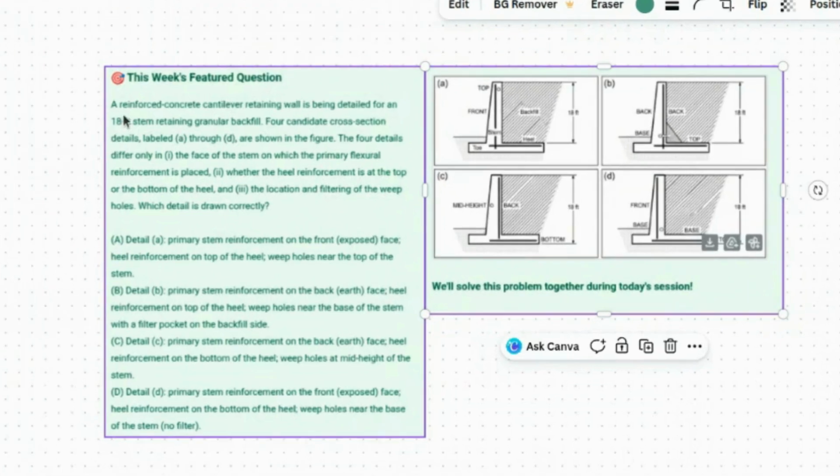The question reads, a reinforced concrete cantilever retaining wall is being detailed for an 18-feet stem retaining granular backfill. 4 candidate cross-section details labeled A through D are shown in the figure. The 4 details differ only in 1. The face of the stem on which the primary flexural reinforcement is placed, and 2. Whether the heel reinforcement is at the top or at the bottom of the heel. And 3, the location and filtering of weep holes. Which detail is drawn correctly?